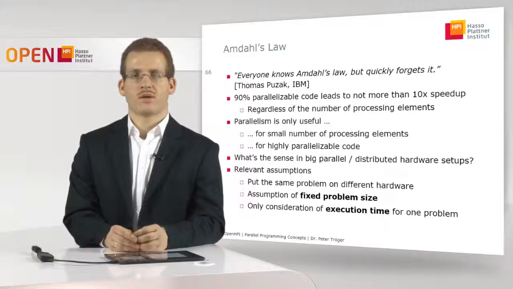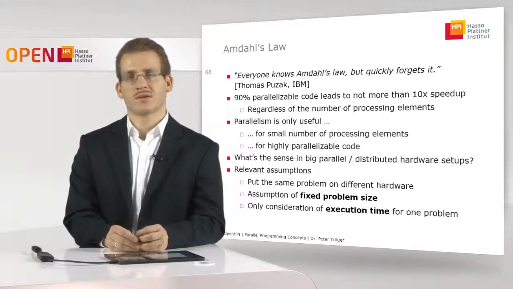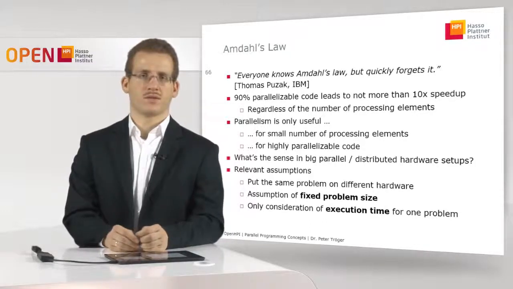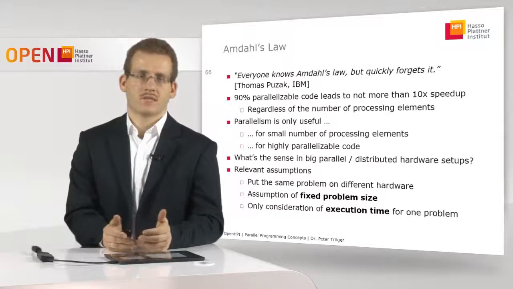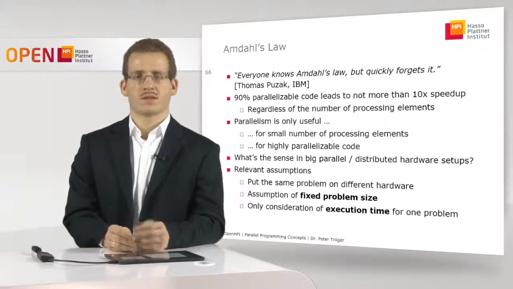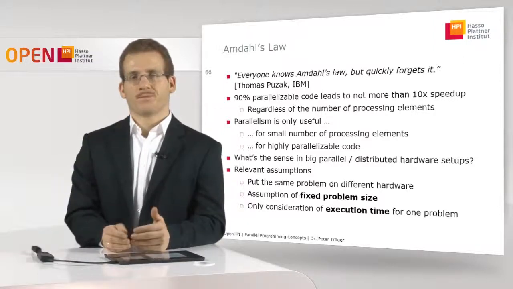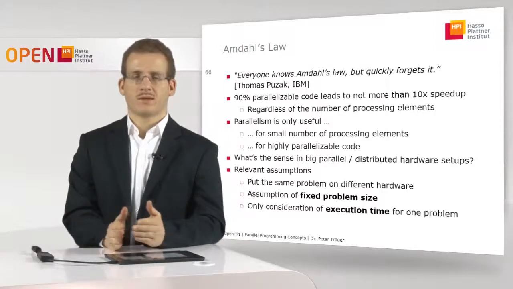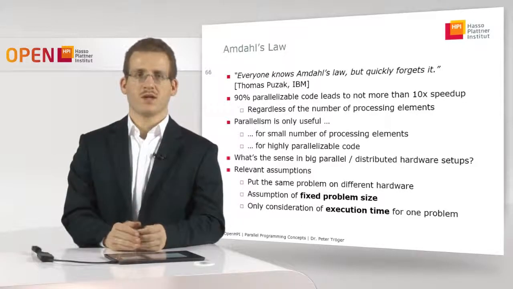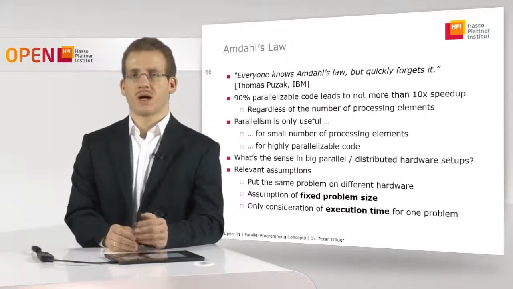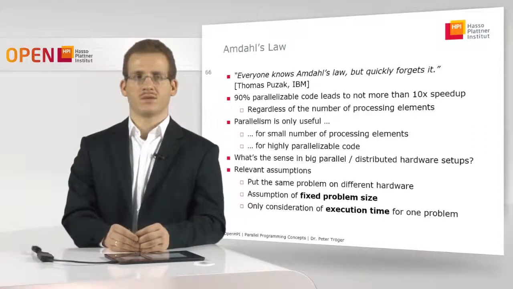Thomas Prusek from IBM also once said, everyone knows Amdahl's law but quickly forgets it. So this is an effect that is well accepted, but many people still try to do parallelization and expect some kind of linear speedup by just adding more cores to the execution environment. Amdahl's law tells us that, for example, if you have 90% parallelizable code, you can't get more than 10 times speedup, regardless of the number of processing elements you use.